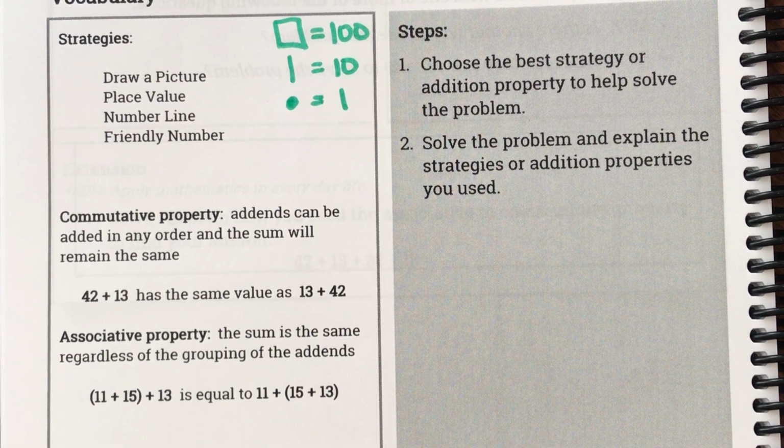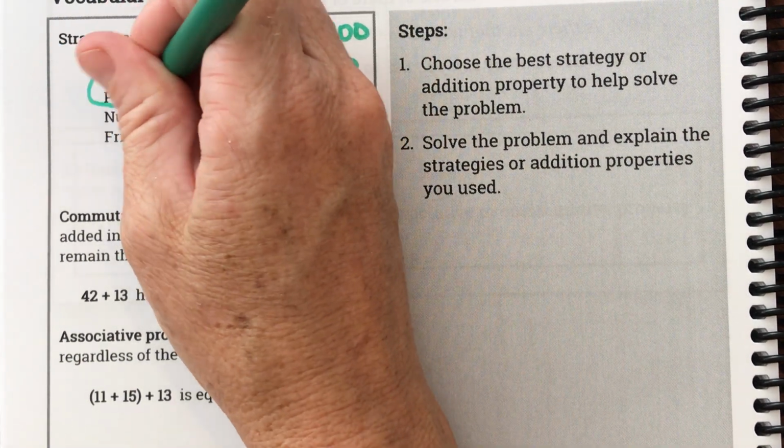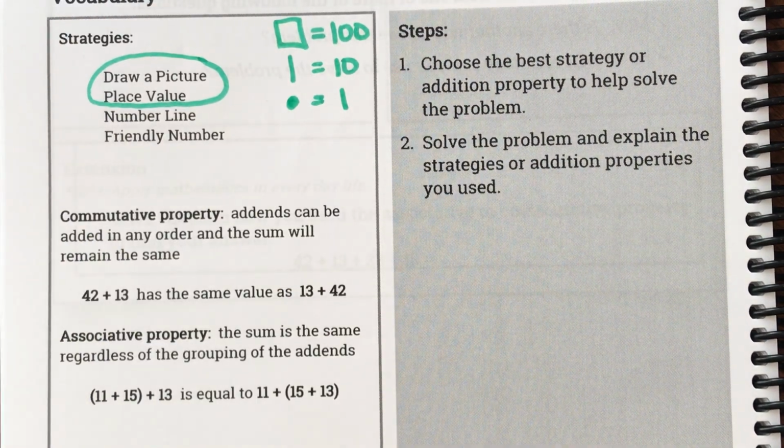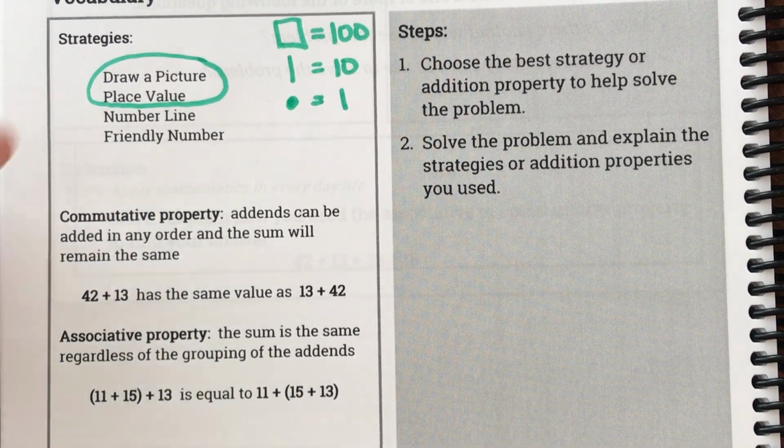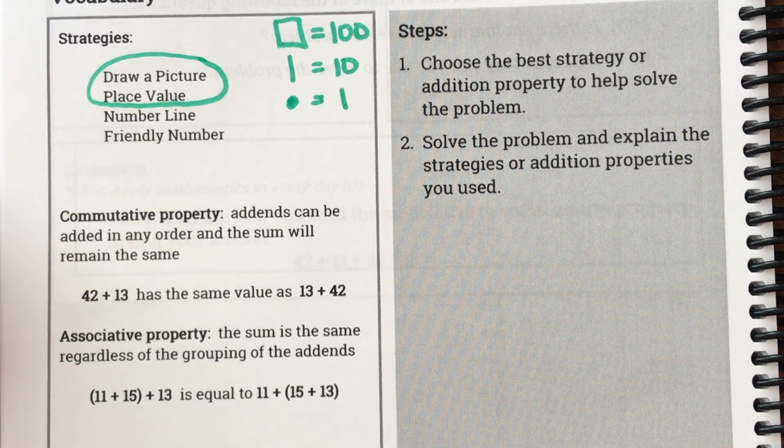And today what it says is you're going to be using those strategies. So it says I will choose. You're going to get to choose a strategy that you think works best for you. Okay? Now, I know for me, I really like these strategies. Those are my favorite strategies. Those are the ones that make the most sense to me. If you think differently, that's okay, but I'm going to choose what works best for me, and I like the draw a picture and place value strategy.